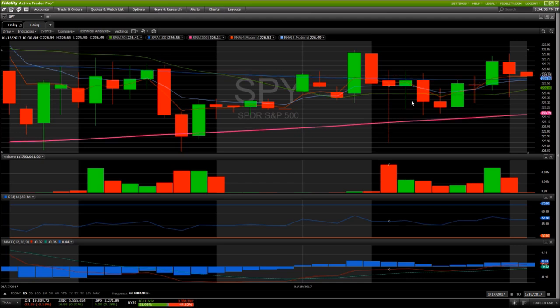Bounced off support. This range got tighter and tighter, and we got a clear bull break at the end of the day on some very nice bull volume comparatively. So we are looking bullish heading into tomorrow, 227 and 227.40.